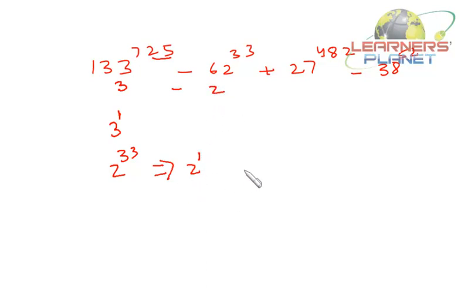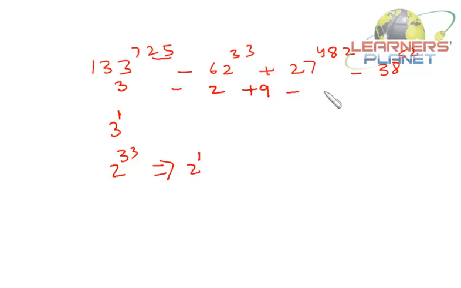Similarly, the case of 27 is concerned. 7 also maintains the cyclicity of 4, and if 82 is divided by 4, we'll get 2 as the remainder, since 80 is the last multiple of 4 below 82. So the unit digit of 7 raised to 2 will be: 7 sevens are 49. So what we'll get at the units place is 9.